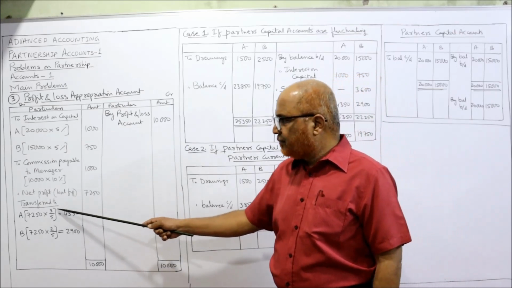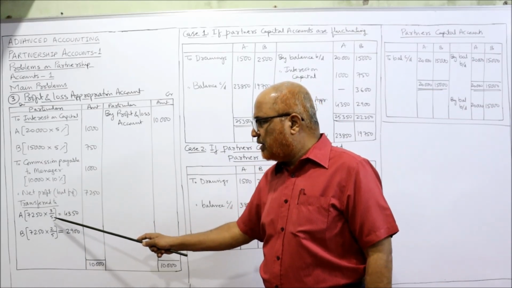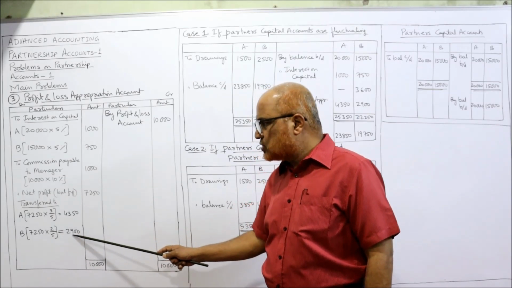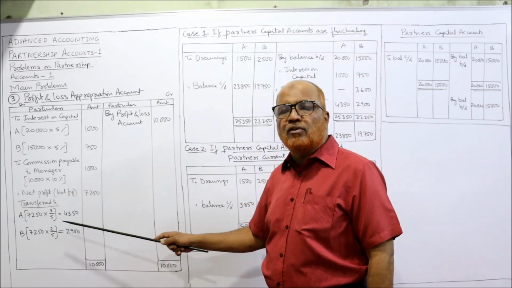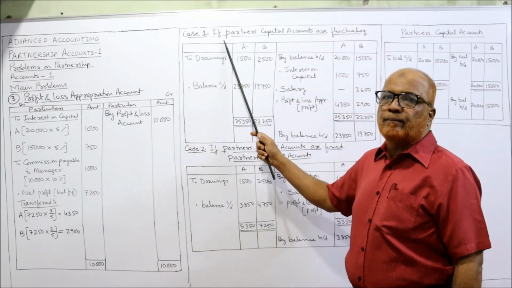3/5 and 2/5. So 7,250 into 3/5 is 4,350. Here 7,250 into 2/5 is 2,900. This is the division of profit. That's all. Now we'll take the first case, case 1.